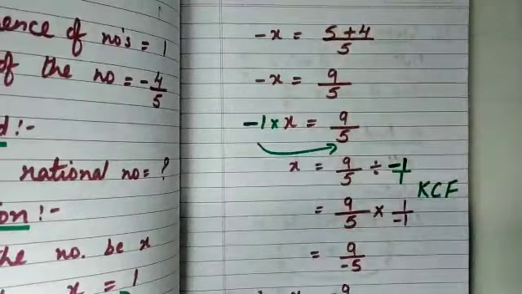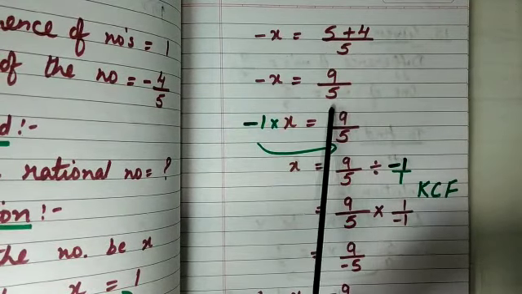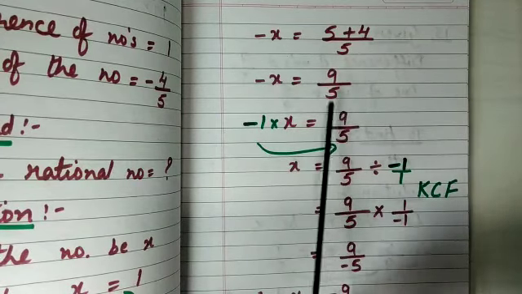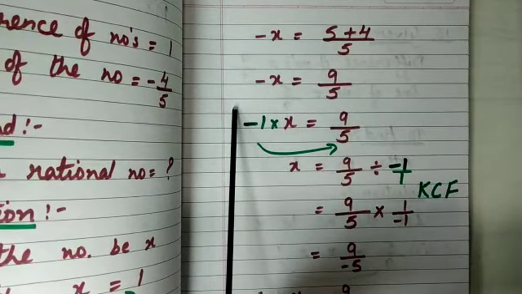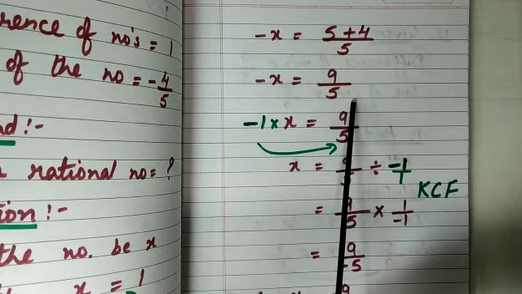Next one, now as the denominators are same, so we just add the numerators. 5 plus 4, that is 9 upon 5. Now you can't stop here. It is minus x equals to 9 upon 5. Your variable has to be positive. Okay. So what do we do? We need to transfer that minus 1 to that side.